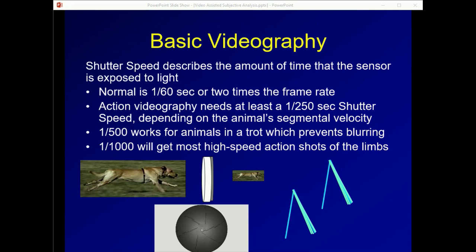Shutter speed is how long the shutter is open and allowing light to meet the sensor. Normal is 1/60th per second, or 2 times the frame rate. Action videography needs at least a 1/250th second shutter speed, depending on the animal's segmental velocity. 1/500th works for animals in a trot, which prevents blurring. 1/1000th will get most high-speed action shots of the limbs.